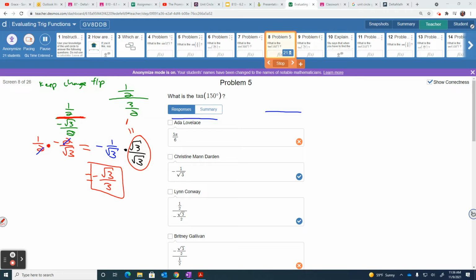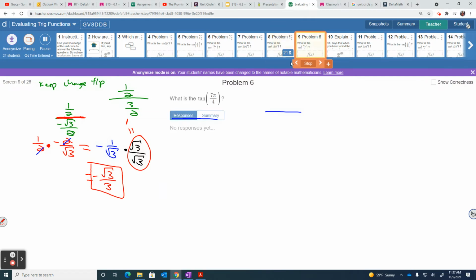That's your answer. Negative the square root of 3 over 3. We're going to do a lot more to practice that, a lot more like that. But that's our process: keep, change, flip. Keep the top, change it to multiplication, flip it. And then if we have a square root in the bottom, we have to multiply by the square root over itself. So negative radical 3 over 3. Correct answer.